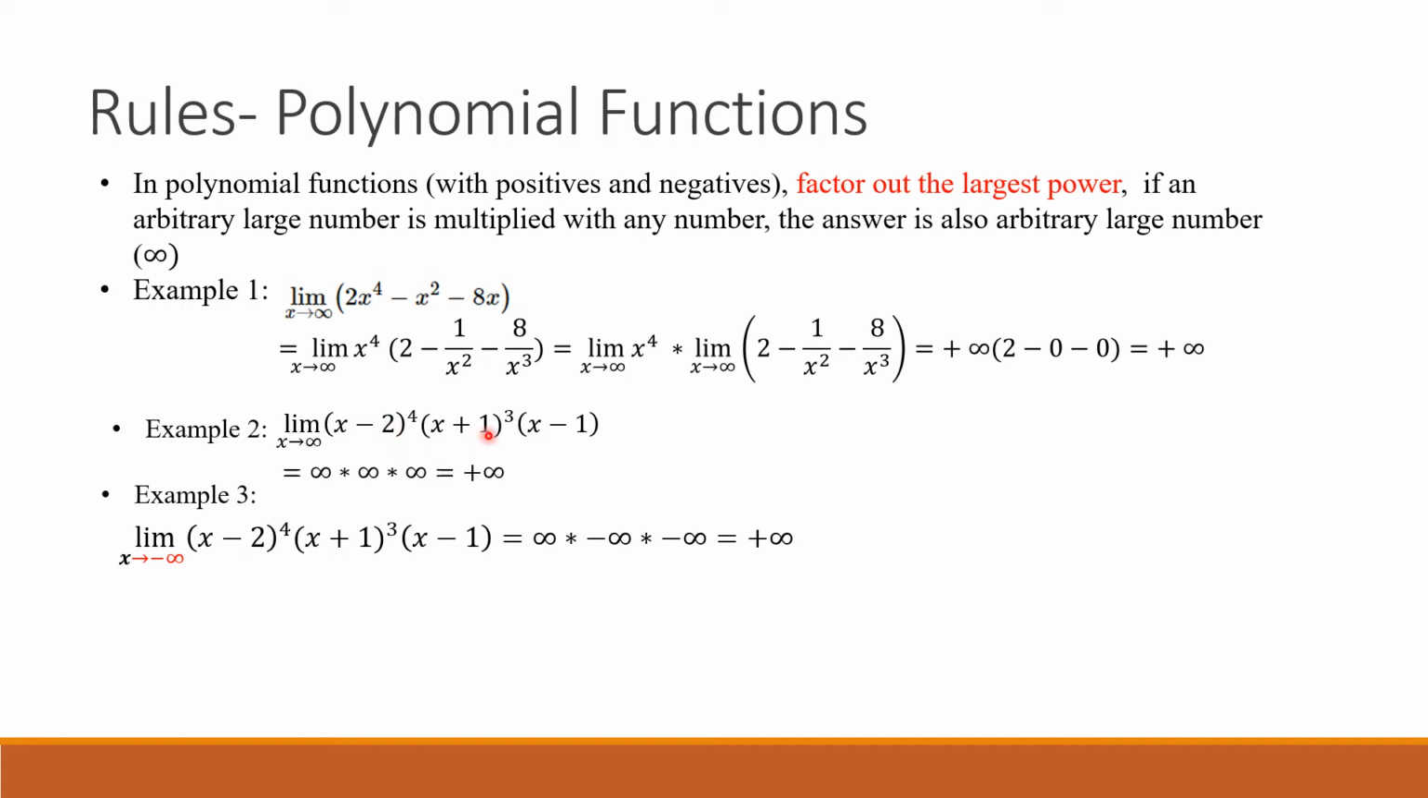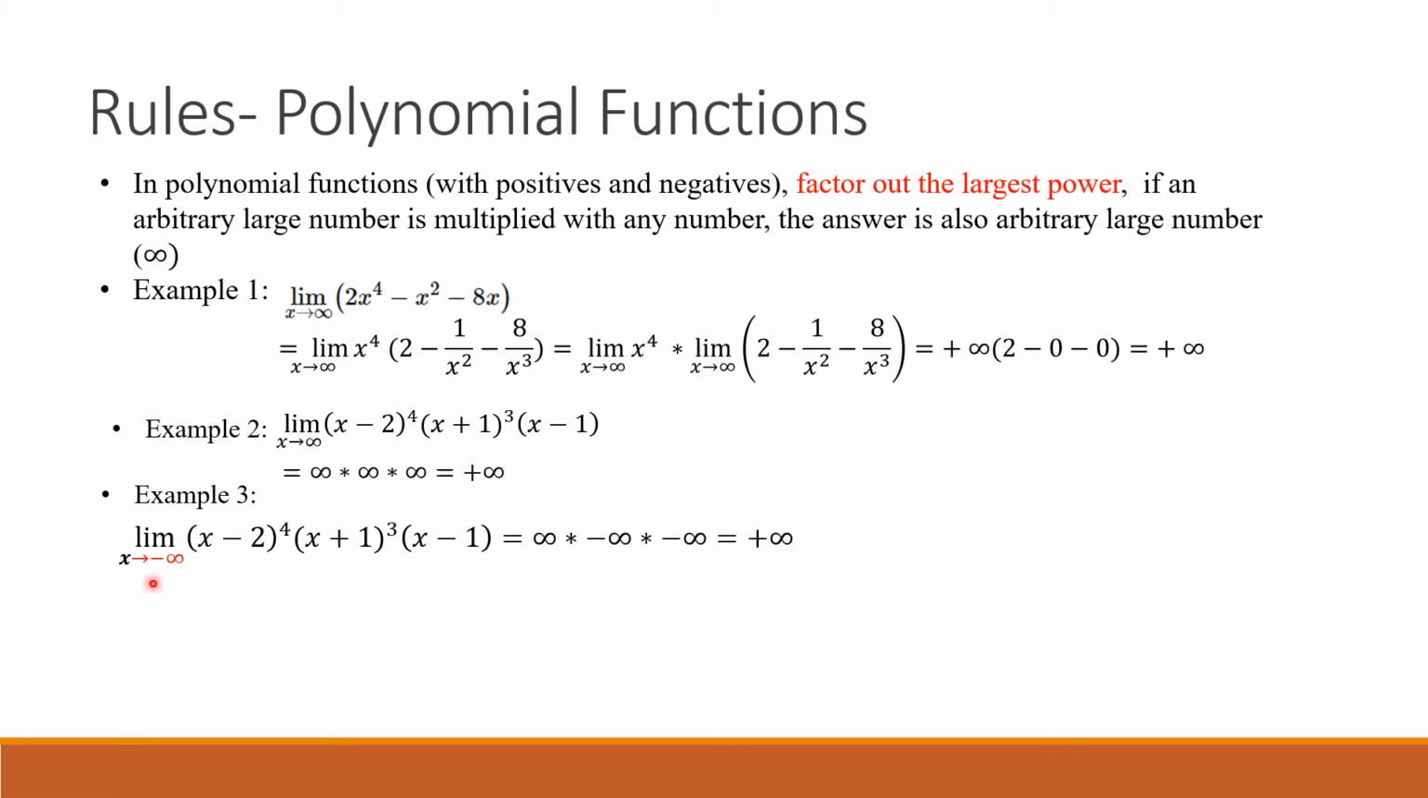Another example, and he's giving me 3 different brackets multiplied by each other, limit as x approaches infinity. Infinity minus 2 is still infinity, to the power 4 still infinity, infinity plus 1 is infinity, to the power 3 infinity. Infinity minus 1 will still be infinity, so infinity times infinity is positive infinity. So what I'm doing is just direct substitution.